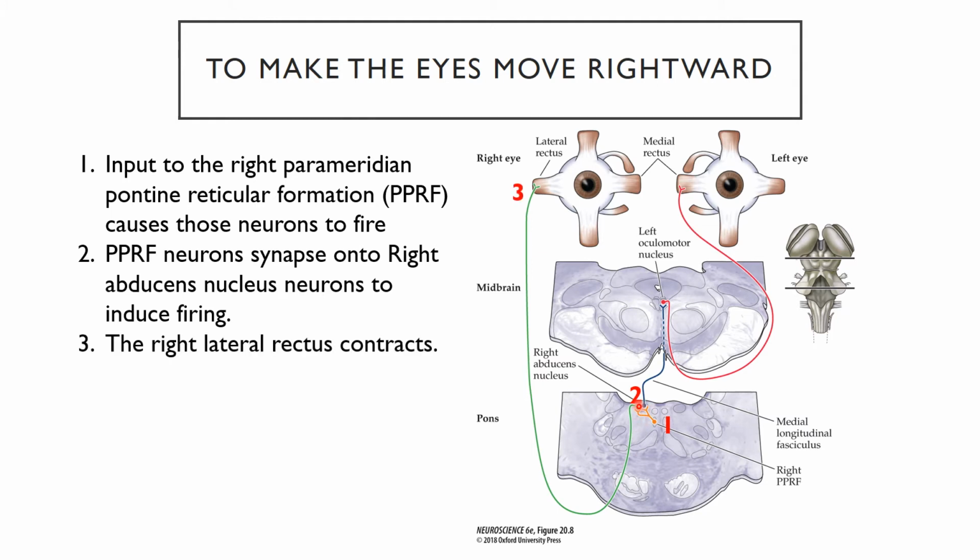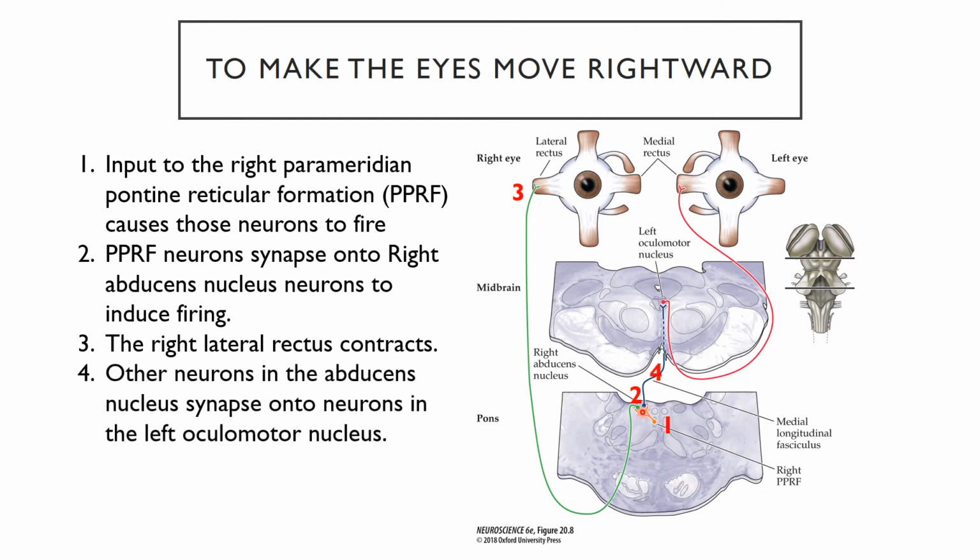So let's pay attention to this green neuron first. This neuron is firing. This makes up the abducens nerve, which is synapsed onto the lateral rectus of the right eye. So this is starting to contract. There are other neurons within the abducens nucleus that project to the left oculomotor nucleus. So this decussates and then synapses onto the left oculomotor nucleus. Okay, so we're going from the right to the left.